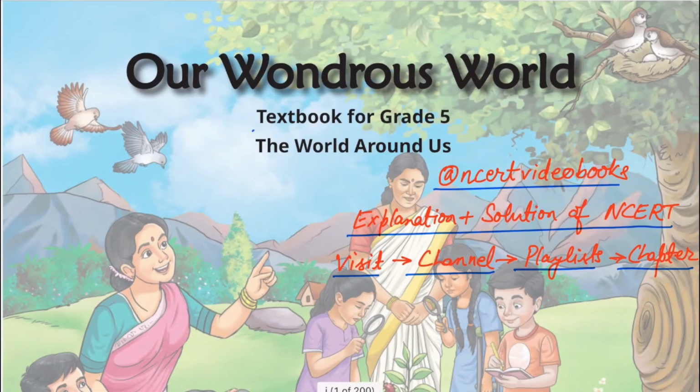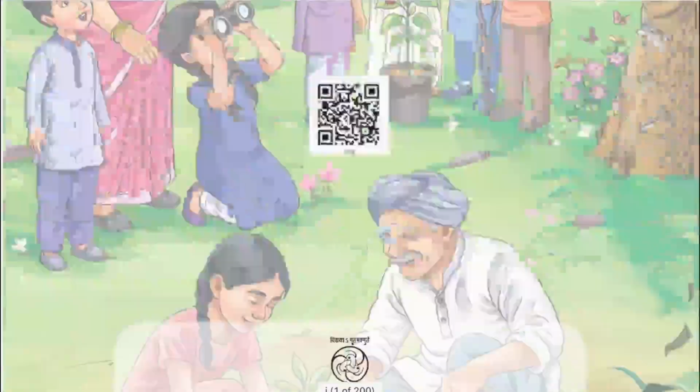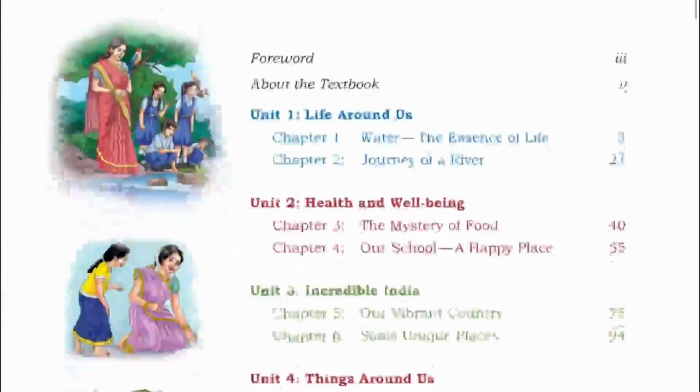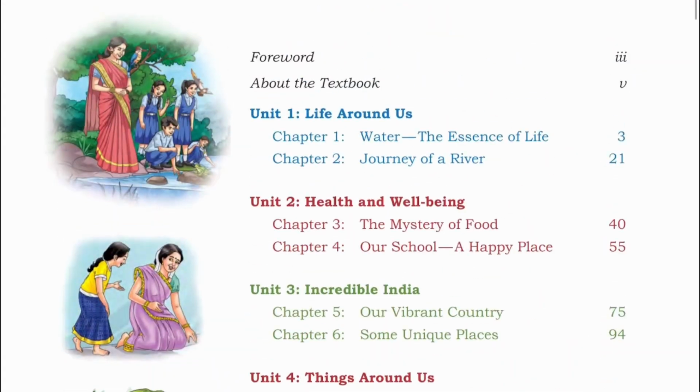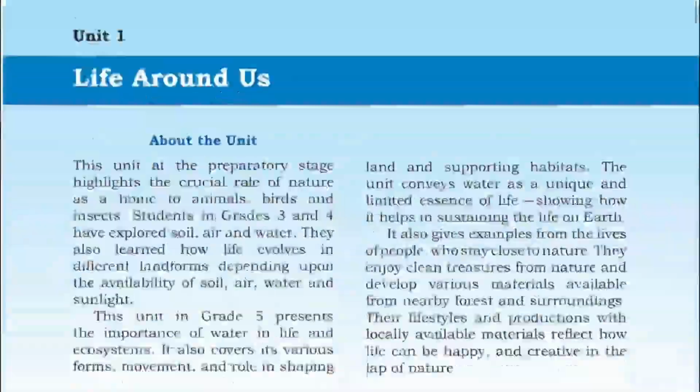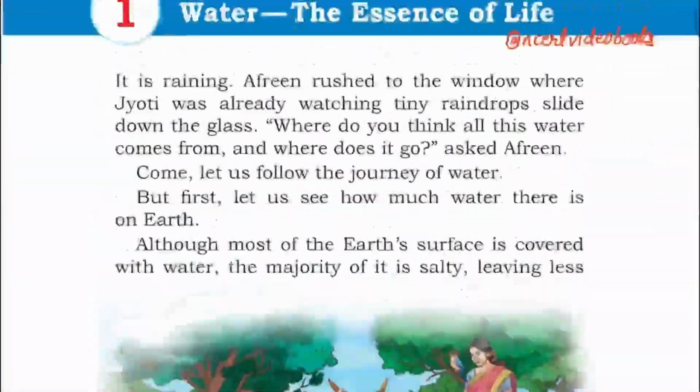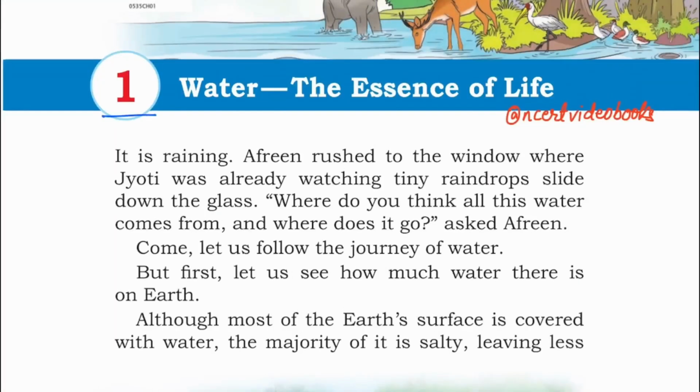Today we will be studying the textbook for grade 5, The World Around Us, Our Wondrous World. This is an environmental science textbook. This book has 10 chapters. Today we will be studying Unit 1, Life Around Us, Chapter 1, Water, the Essence of Life. Let's start Chapter 1, Water, the Essence of Life.